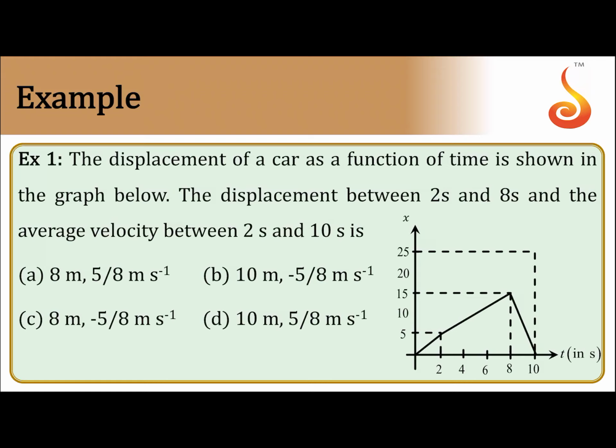Here is an example on an x-t graph. The displacement of a car as a function of time is shown in the graph below. Find the displacement between 2 seconds and 8 seconds, and the average velocity between 2 seconds and 10 seconds. Okay, let us take it up.